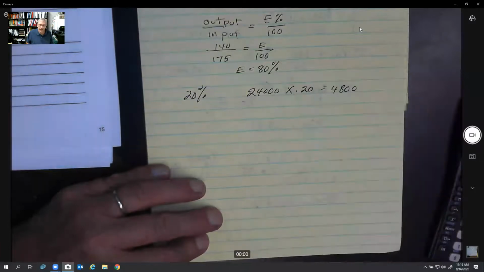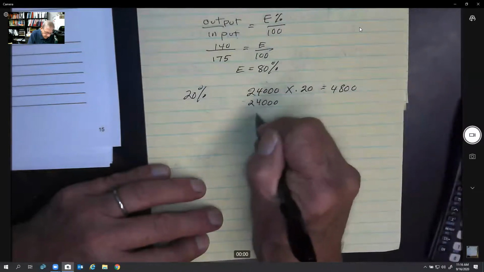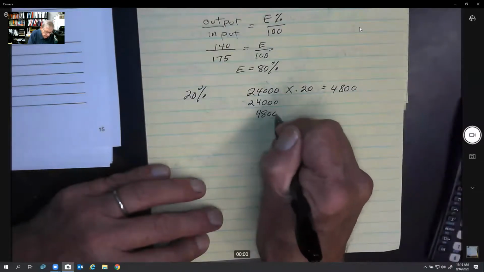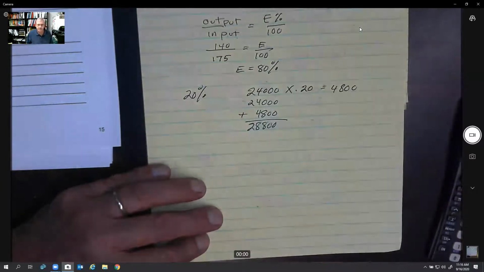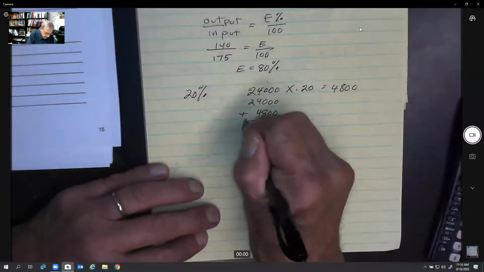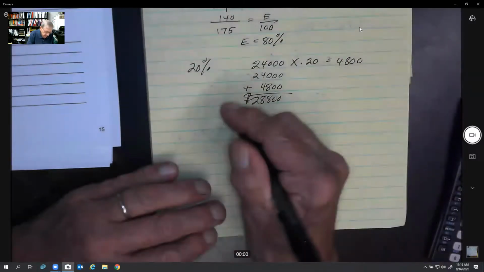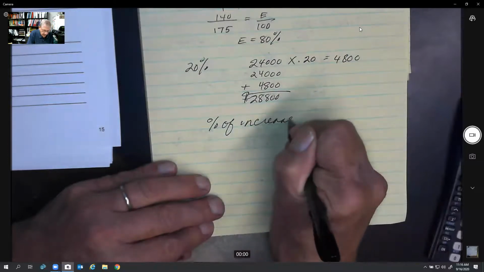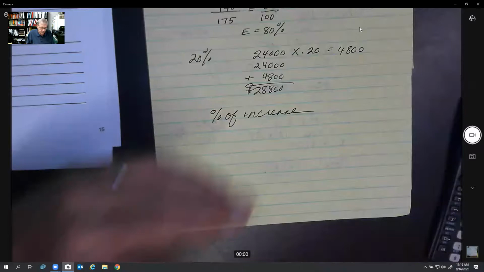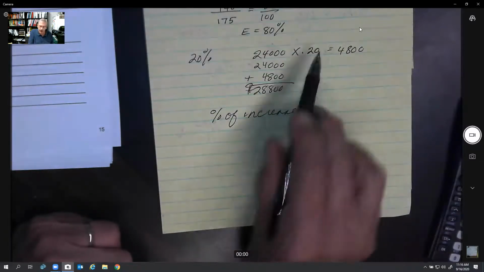Pretty good if they give you that. So now your new salary is $24,000 plus the raise. So now you're making $28,800. Pretty cool, huh? Okay. Sometimes you want to find out the percent of increase. How much did it increase? So let's figure the same salary, same problem out by trying to figure out that percent.